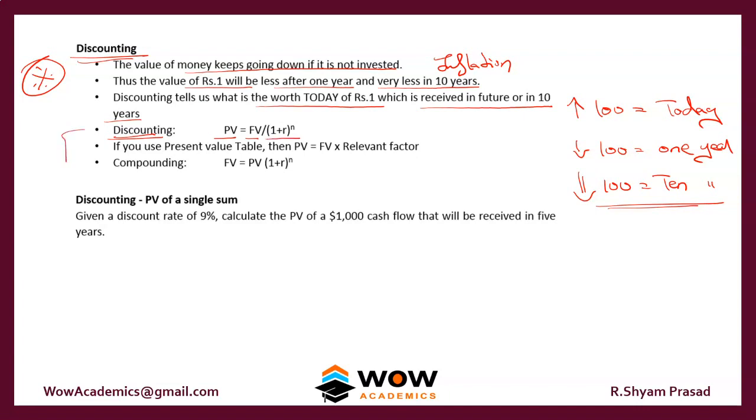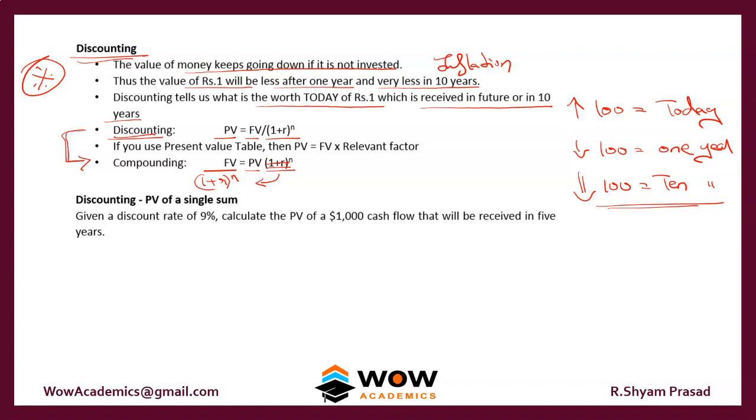This formula is not new, it's just a compounding formula. In the compounding formula you had future value equals present value into (1 plus r) to the power of n. So what happens is this PV remains here, but this (1 plus r)^n goes as a denominator here. So this is not here anymore. Now you will get the formula: PV equals FV divided by (1 plus r)^n. So both the formulas are the same.